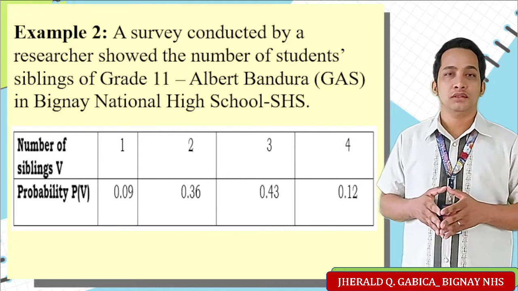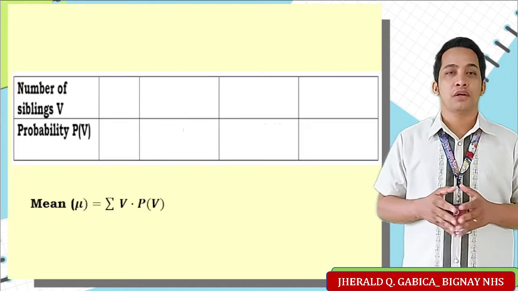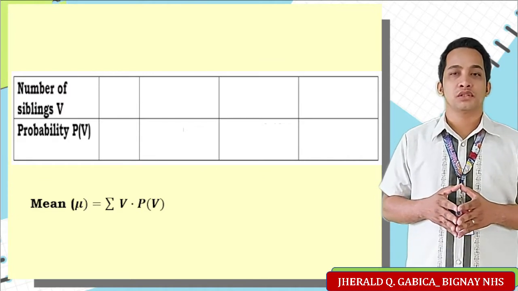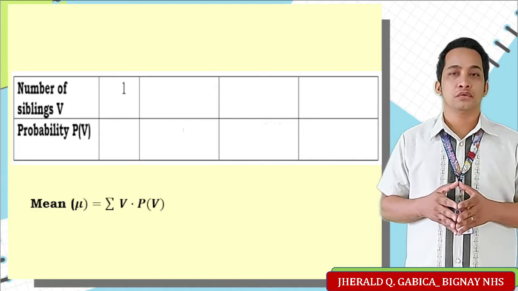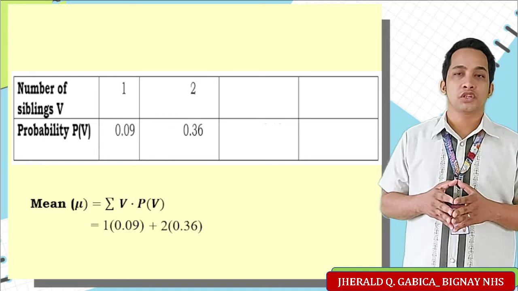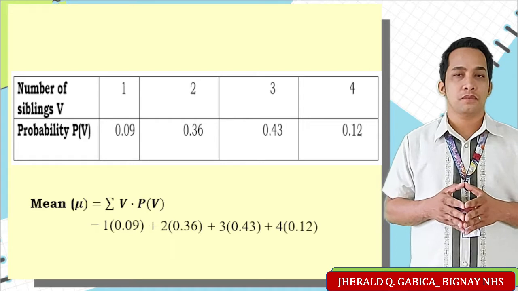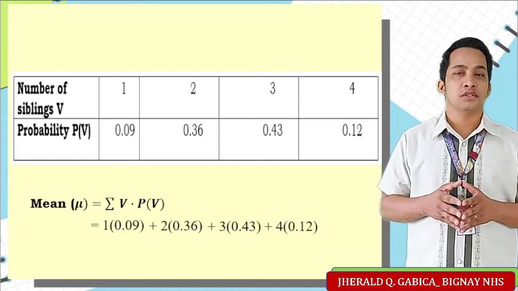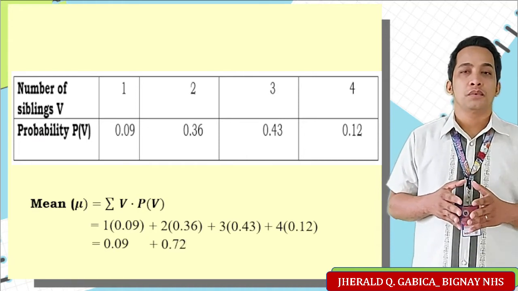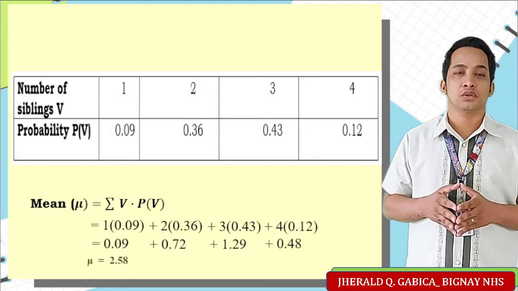Now to solve for the mean, we just need to multiply the value of V and its corresponding probability. For the value of 1 times 0.09 plus the value of 2 times 0.36 plus the value of 3 times 0.43 plus the value of 4 times 0.12. So that is 0.09 plus 0.72 plus 1.29 plus 0.48. So our mean is equal to 2.58.